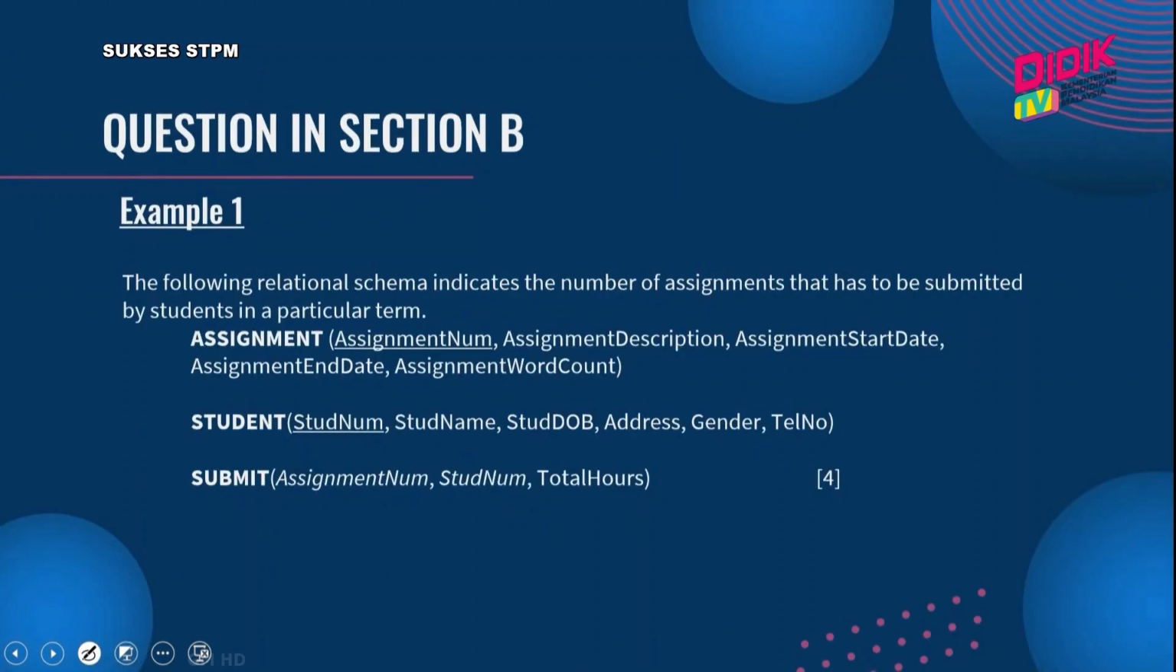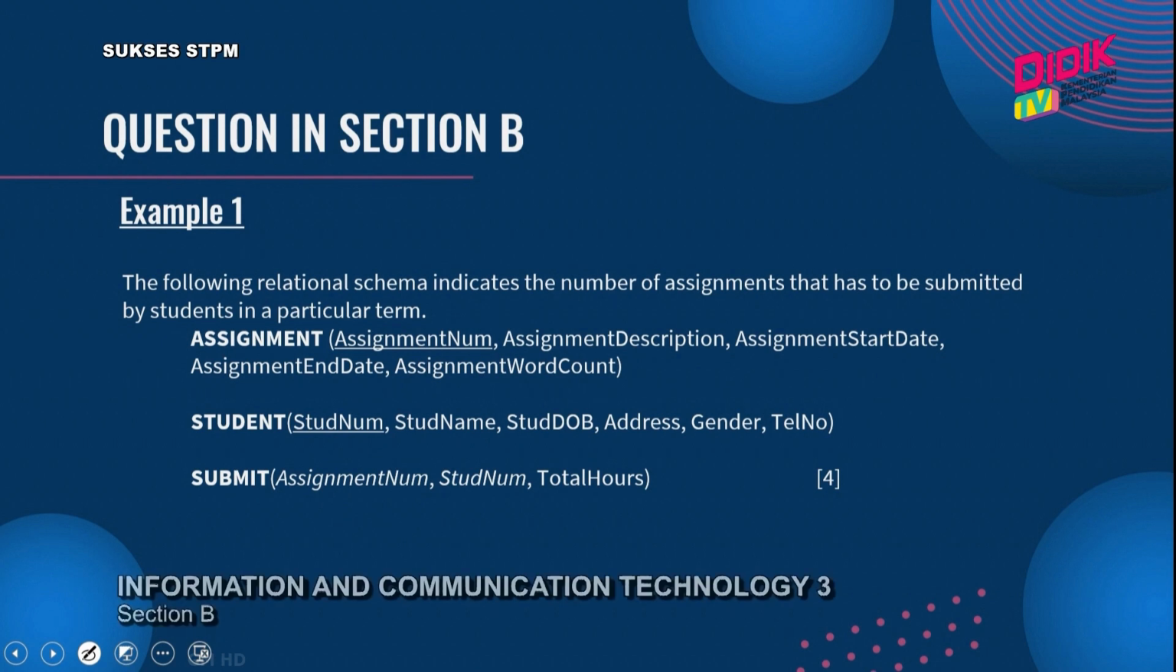Okay, next. Let's look at the question. The following relational schema indicates the number of assignments that have to be submitted by students in a particular term. You are given 3 relational schemas. The first one is assignment, followed by the attributes, and they underline the assignment number to show that it is the primary key. Then student number is the primary key. And then submit, we have 2 foreign keys there, assignment number and student number, followed by total hour.